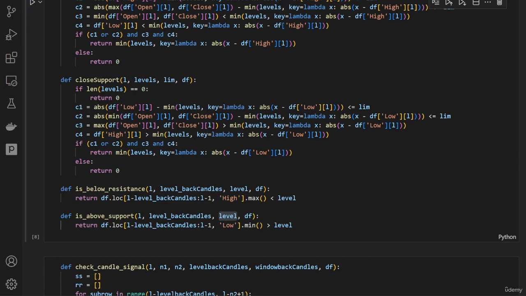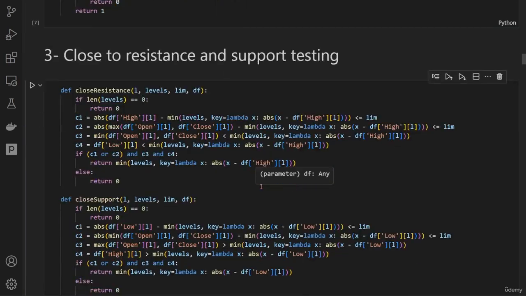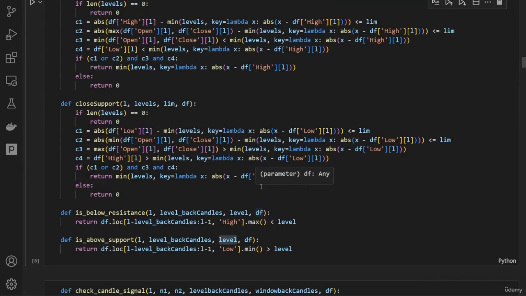So far we're talking about 3 conditions. We need to have a support or resistance level. We need to have a rejection candle happening close enough to one of these key levels. And at the same time, the previous candles preceding the rejection candle should be either above or below the resistance and support level. So if it's a resistance level, we need all the candles to be below this level. And if we are talking about a support level, we need the candles to be above the support level.